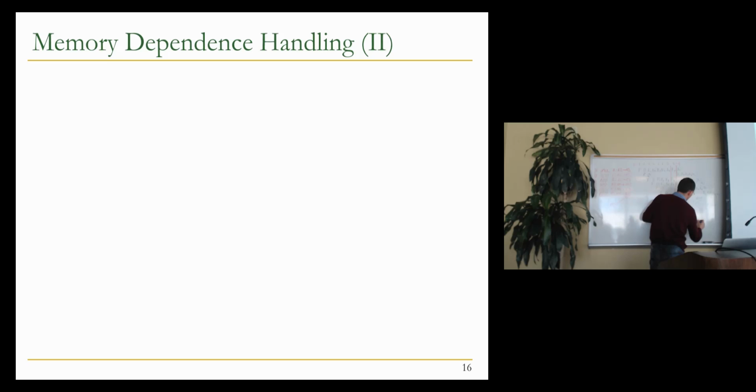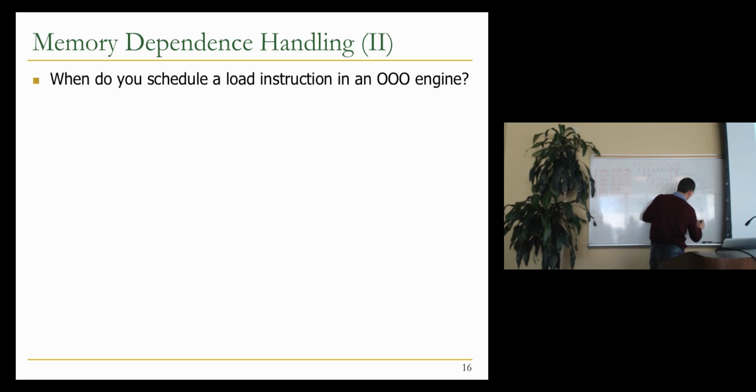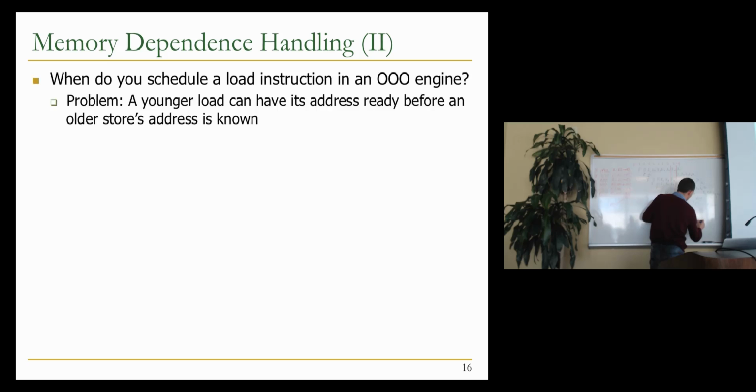It's an exciting topic because this actually affects performance a lot. When do you schedule a load instruction in an out-of-order engine? That's the key question. If you do not know the address of the store, but know the address of this load, you actually send it to the function unit. Yes? Well, it's unlikely, given the memory space, that they'll be writing to the same place. So you could just do it. Okay. And if it's wrong, undo it.